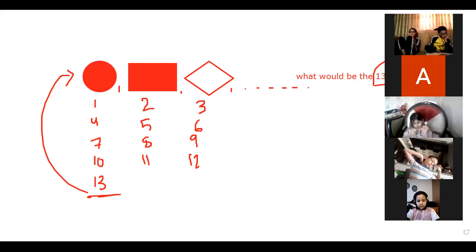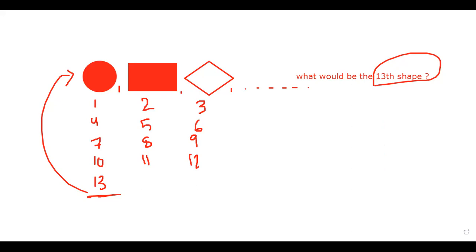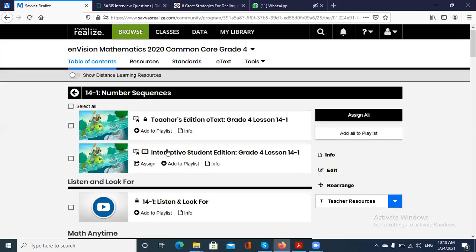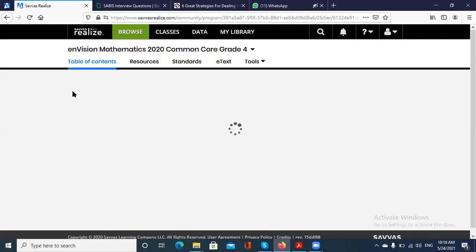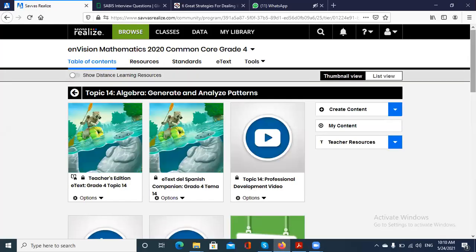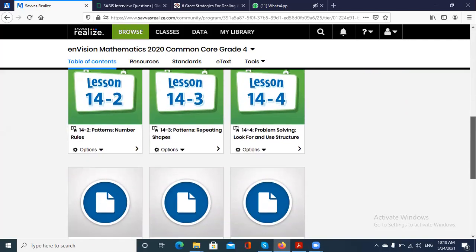Now, let's move on. After that, we have topic number 15, which is about rays, lines and angles. Let's go to the book again. So we have topic number 15.